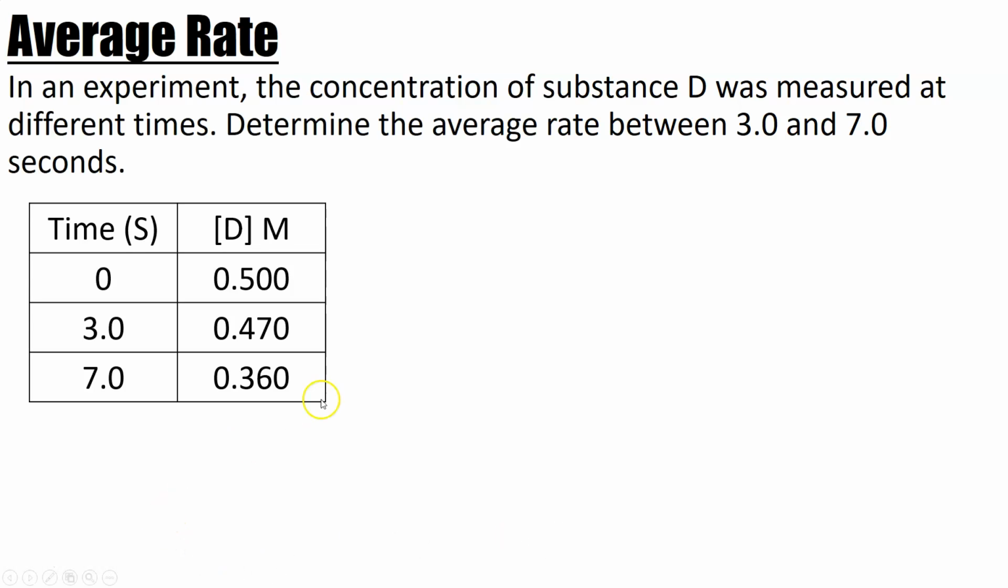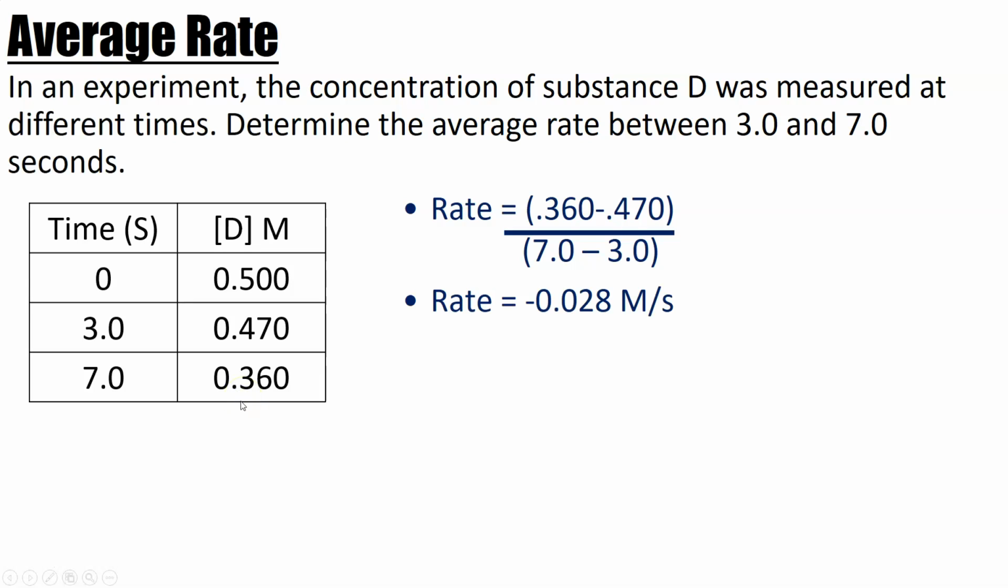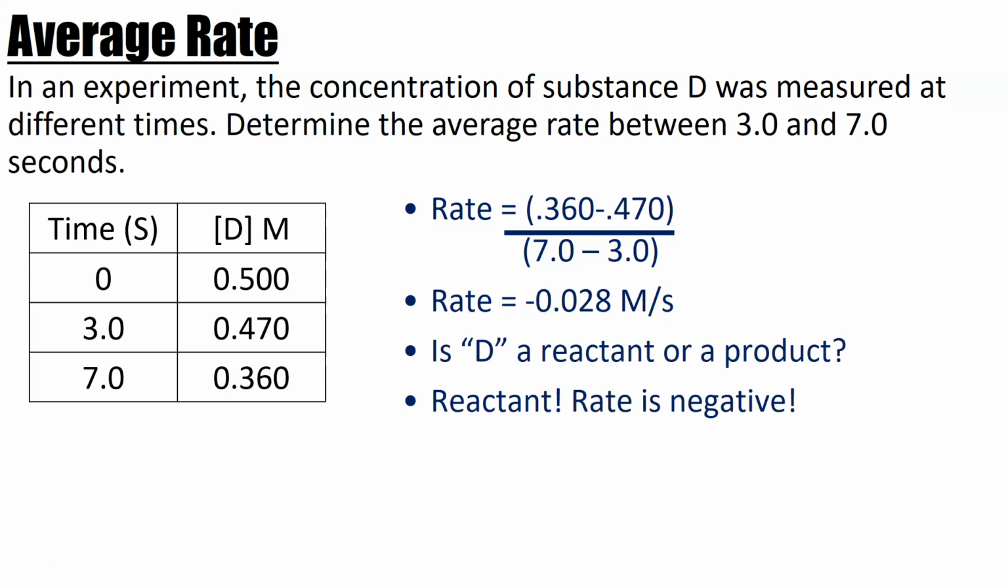All right, so if I look, my ending concentration was 0.36 minus my starting concentration for the window of time I was interested in, which was 0.47. I'm going to divide that by 7 minus 3. And you're going to notice I get a negative, don't I? So that's going to tell you something. Was that a reactant or a product? It was a reactant, wasn't it? That negative sign mathematically told us that information.